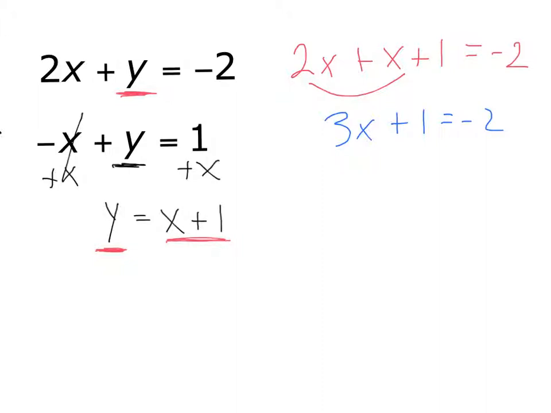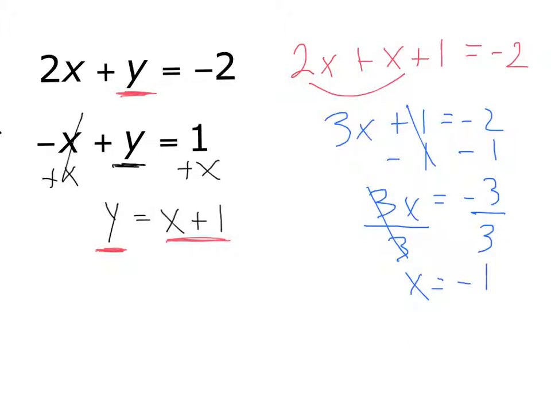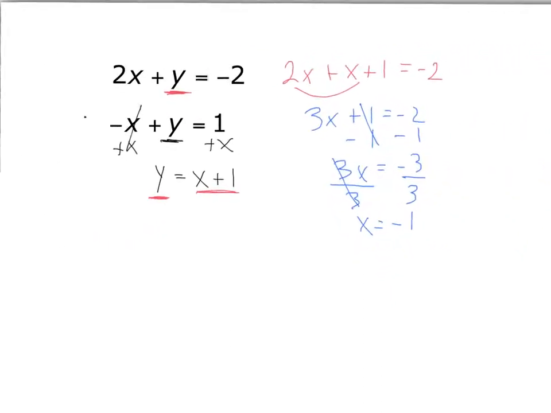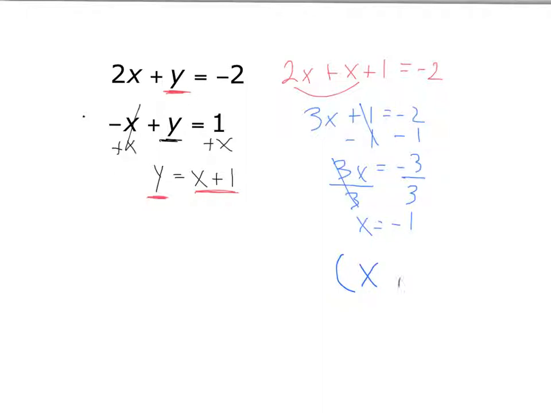Let's solve this two-step equation by undoing addition with subtraction. Those 1's cancel out, and we have 3x equals, and negative 2 minus 1 is negative 3. If we undo multiplication with division, the 3's cancel and we get x equals negative 1. So in our ordered pair solution, our xy, we found that the x is negative 1, but we still have to find the y. So let's plug in negative 1 wherever you see an x.